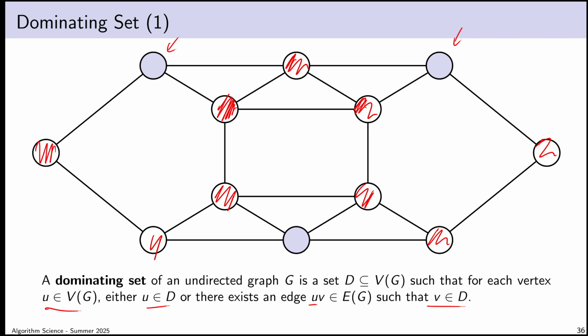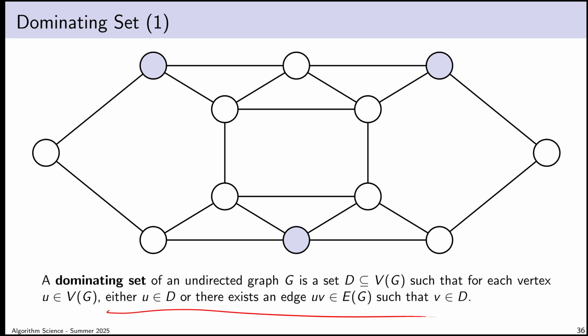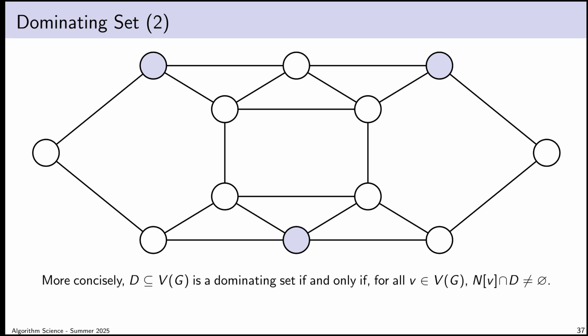Okay, so a dominating set is a set such that every vertex of the graph is either in the set or one of its neighbors is in the set. Although I like this way of writing it because the words make it less notationally dense, we can also define a dominating set with this much more cryptic looking notation, where we use the closed neighborhood of a vertex. A set D is a dominating set if and only if, for every single vertex V, the closed neighborhood of V intersect D is non-empty. There's at least one vertex in the intersection of the closed neighborhood of V and the dominating set.